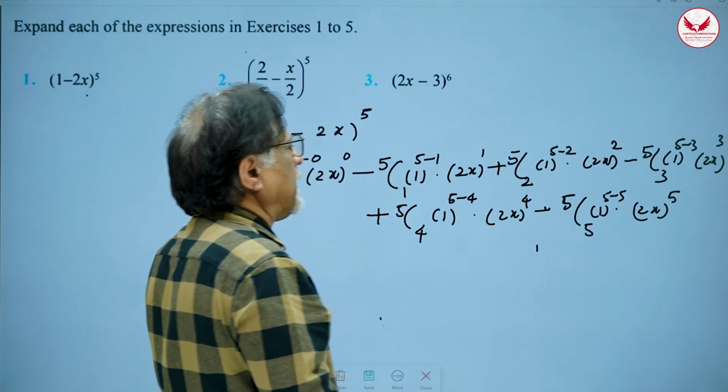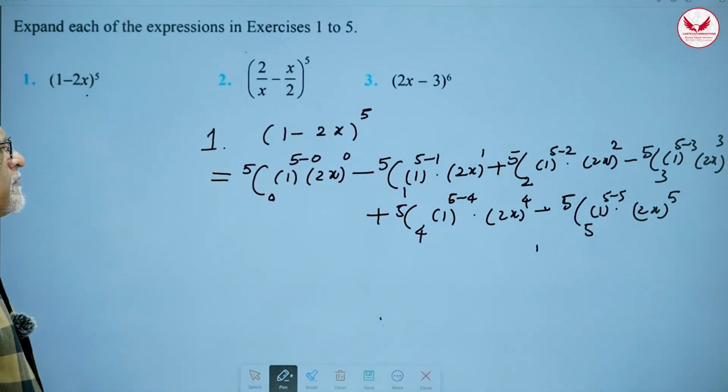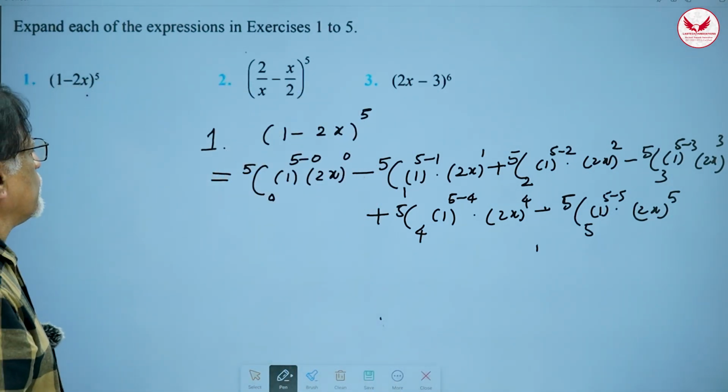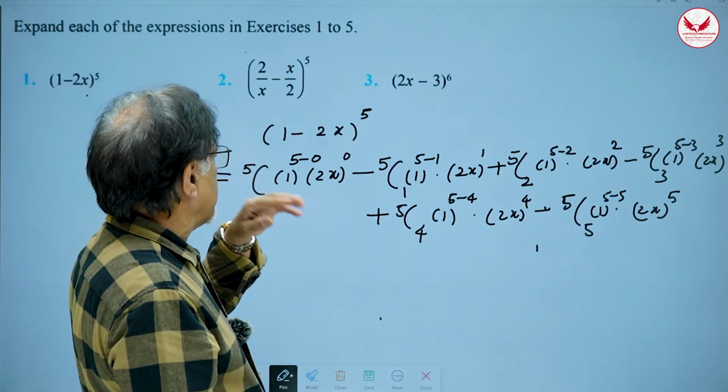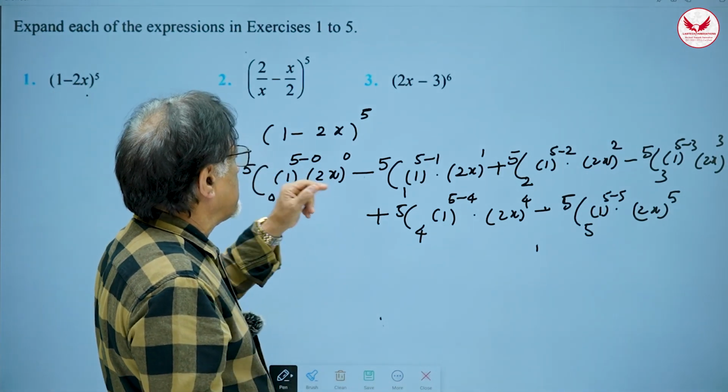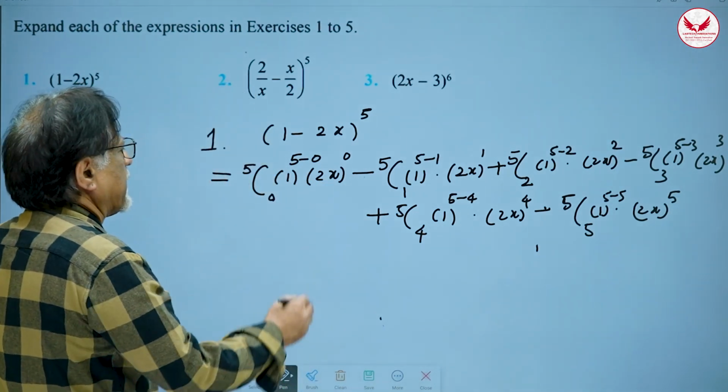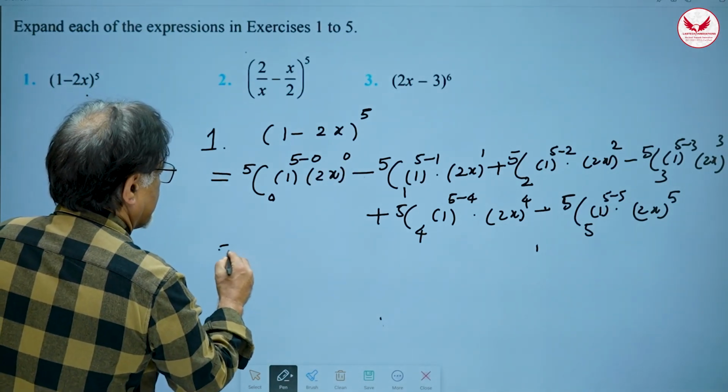So I have followed exactly the terms of the binomial theorem. But you know, 1 raised to anything is 1, so what matters here is only the powers of 2x. Now 5C0, anything C0 is 1.